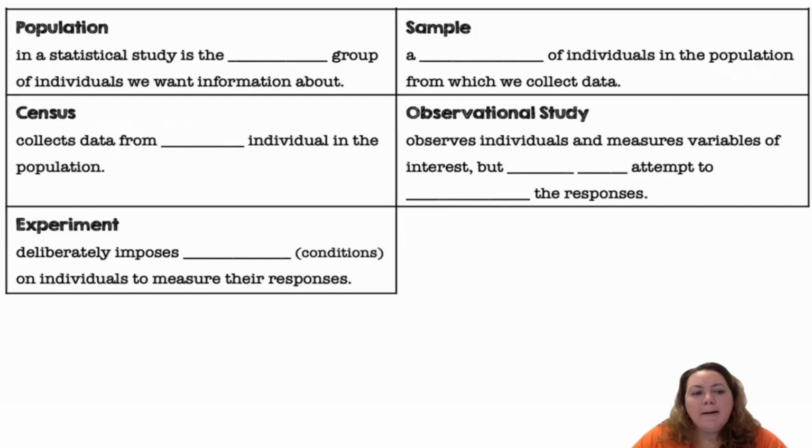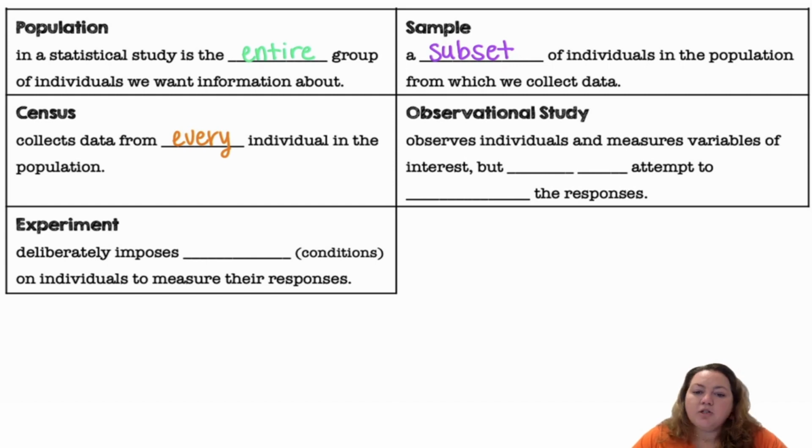All right, population in a statistical study is the entire group of individuals we want information about. A sample is a subset of individuals in the population from which we actually collect the data. A census collects data from every individual in the population. All right, these are usually very time consuming and expensive to do, so we don't do too many unless you have a really small population.